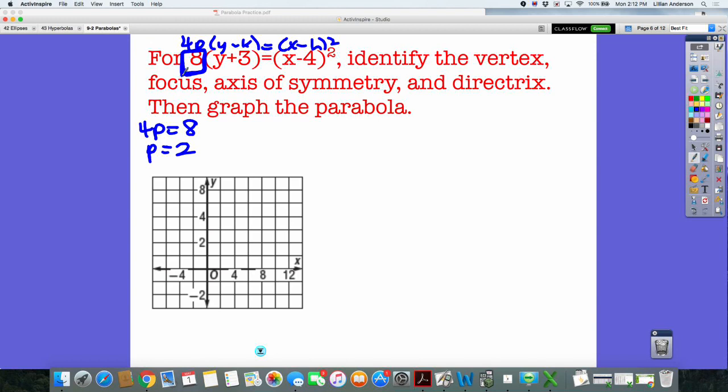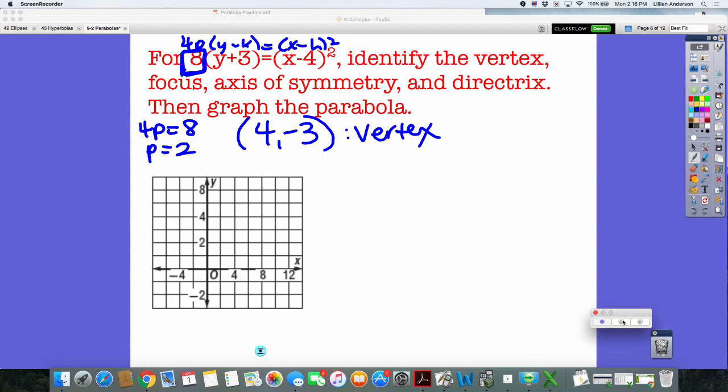The vertex. Be careful. I can see a lot of students putting -3, 4. Okay, you've got to be careful. Where's H? It's going to be 4, -3. Be very careful, okay? You've got to figure out where is x minus h, because the h goes first. I'm going to let you find the focus, the axis of symmetry, and the directrix on your own, then we'll come back together to graph it.